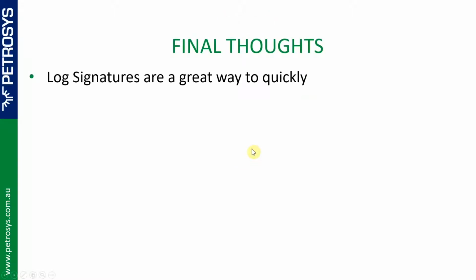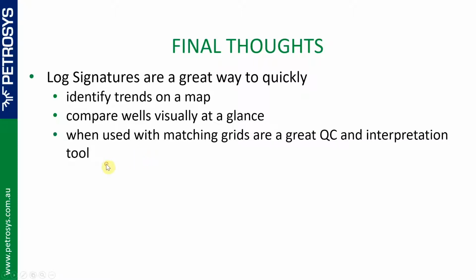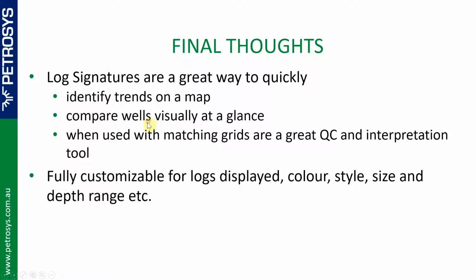So final thoughts. Log signatures are a great way to quickly identify trends on a map, so we can look at sand versus shale and try and figure out where our thicknesses of good sand reservoir are compared to our shale. We can compare wells visually at a glance, so we can quickly look at the wells and say, okay, this well has a lot of shale, this well has a lot of sand, we know which area we want to focus on. And then when used with matching grids, they're a great QC tool and interpretation tool. So we can see with isopack grids, we can look at thicknesses of our sands and shales and so forth.